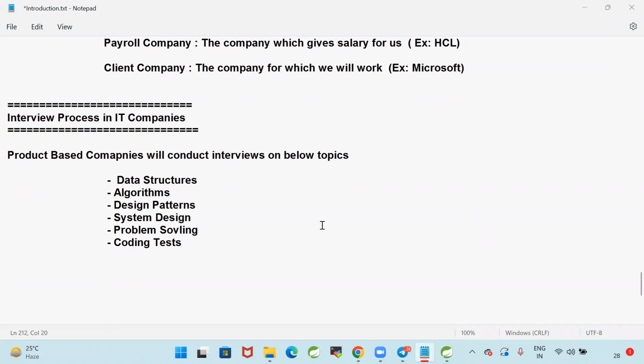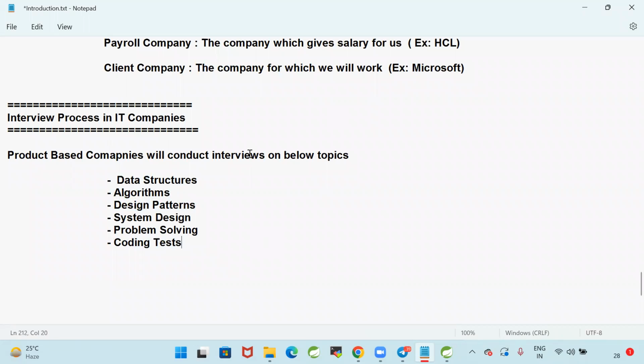So whenever you attend any interview in a product-based company, they will focus on data structures. They will focus on algorithms, design patterns, system design, problem solving, and coding tests.